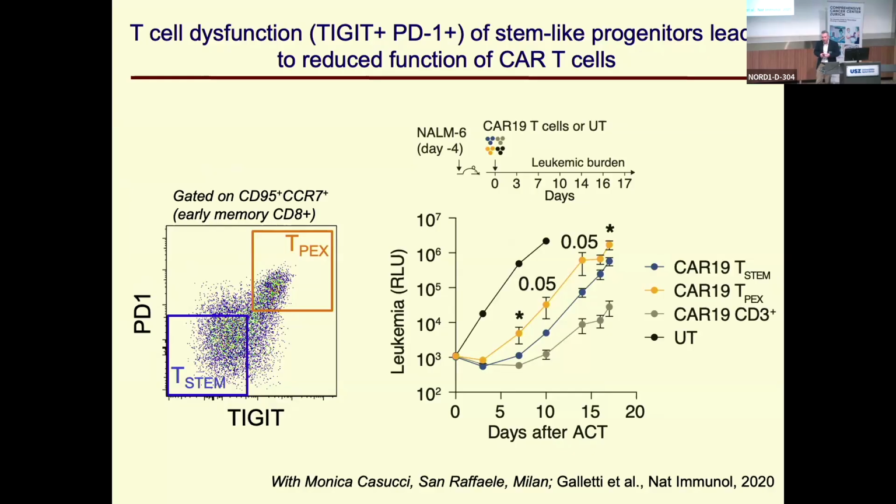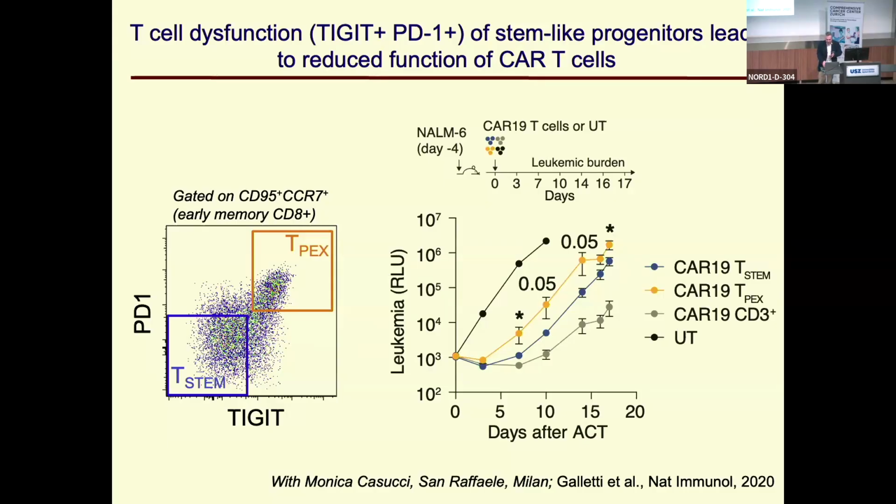And in collaboration with Monica Casucci at the time, we have also shown that if we use these precursors expressing these inhibitory receptors in a CAR model, they are less functional than the inhibitory receptor negative counterpart. So over the years, there have been multiple ways to try to inhibit or prevent exhaustion, or somehow induce stemness in T-cell products.